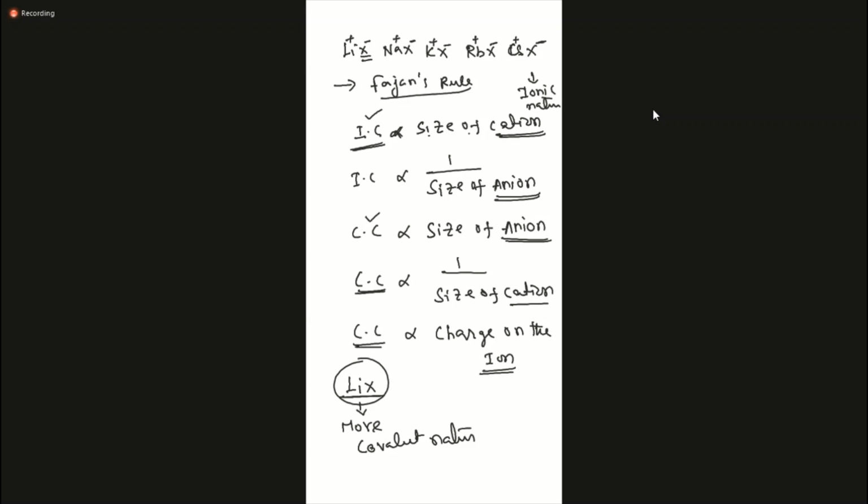Did you understand Fajan's rule? See, cation size is more, which character? Ionic character. Anion size is more, which character? That will be the covalent character. If anion size is small, then it will be the ionic character. Anion size increases, covalent character increases. Cation size decreases, covalent character increases. Cation size increases, ionic character increases. Covalent character is directly proportional to charge on the ion. Either cation charge increases or anion charge increases, covalent character will increase.